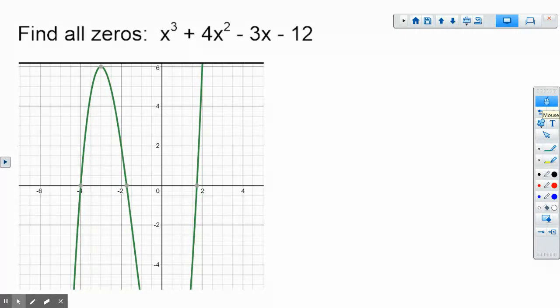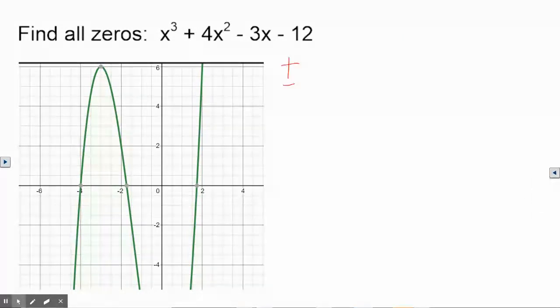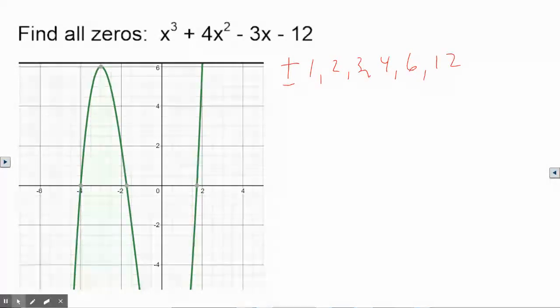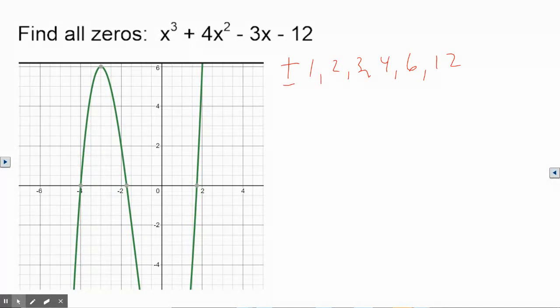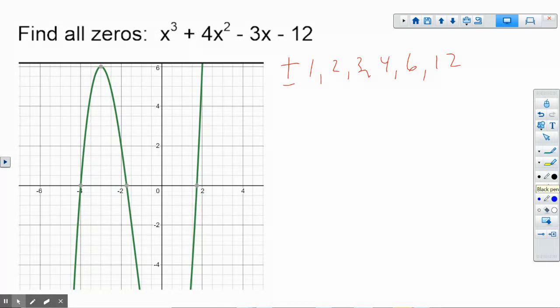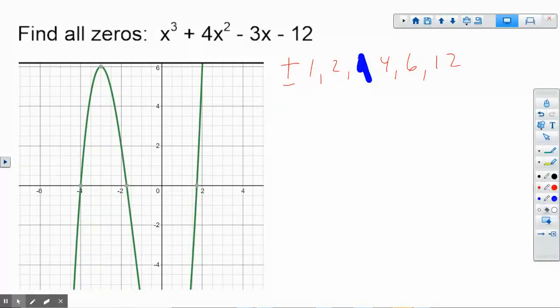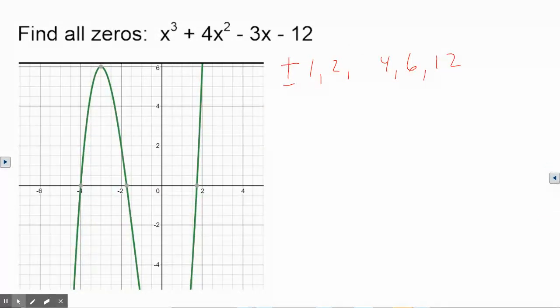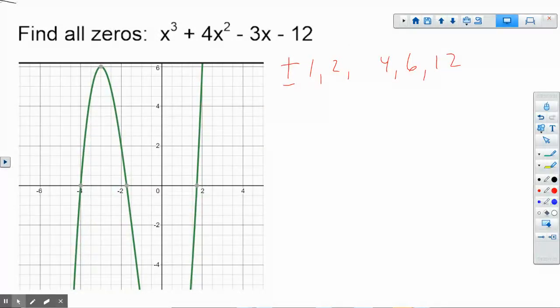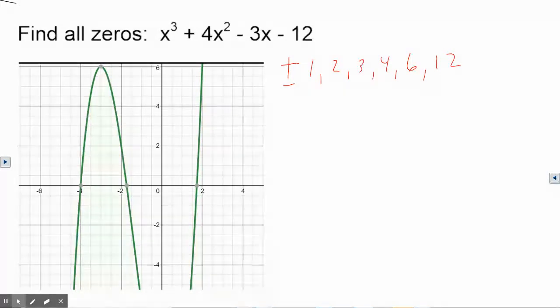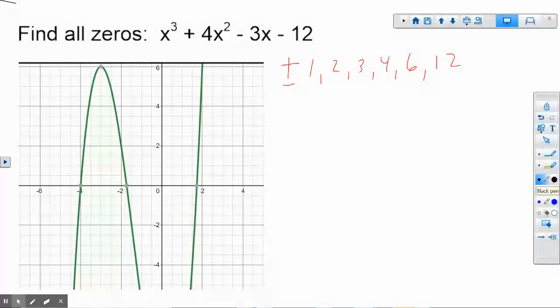Now, if you notice, I just said that plus and minus 1, 2, 3, 4, 6, and 12 are the only possible rational roots for this function. That means that if there's something else, then it's not rational. So let's take a look at our graph.